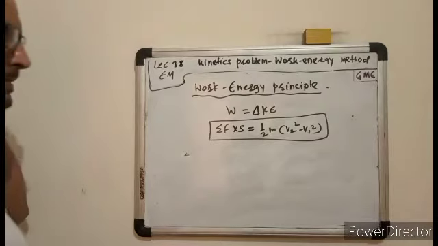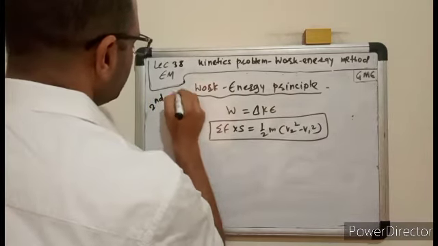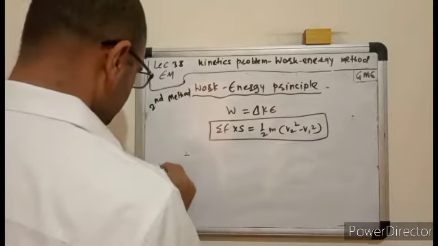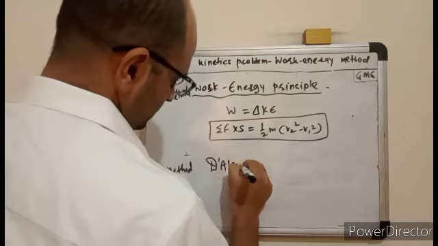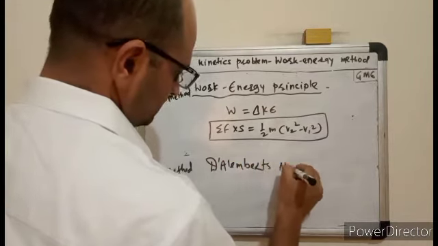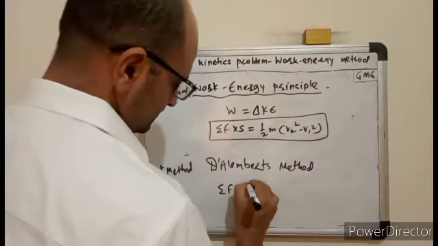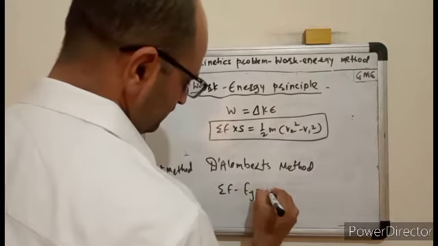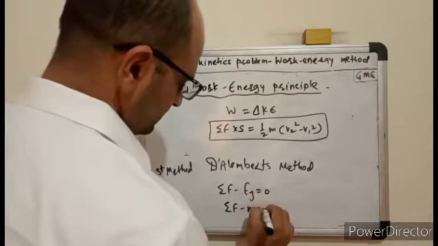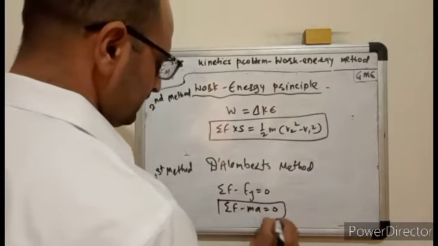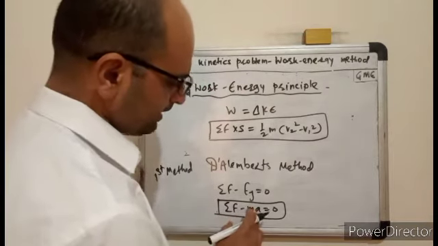In D'Alembert's principle, the first method for solving kinetic problems, we have the summation of F minus the inertial force equal to 0. This means the summation of F minus ma, which is the inertia force, equals 0. In D'Alembert's equation, we have a relation of the force with the motion variable, acceleration.